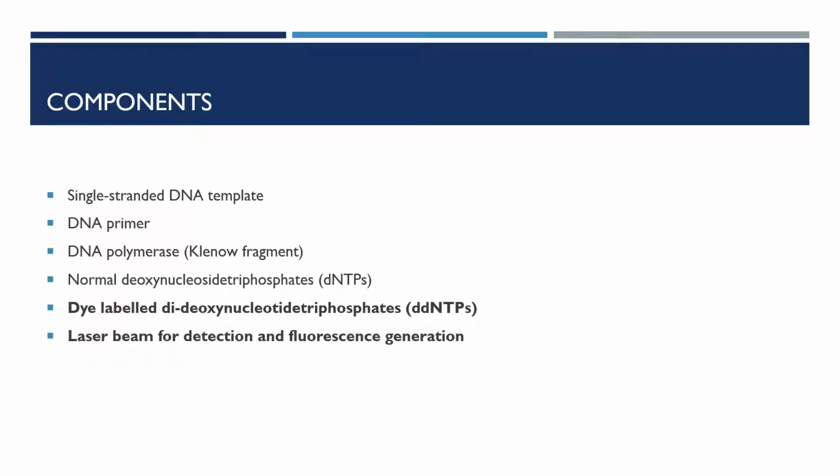The components for automated Sanger sequencing are all the same, including the ssDNA template, DNA primers, Klenow fragment, and the normal dNTPs. However, the ddNTPs for this type of Sanger sequencing are dye-labeled. The dye-labeled ddNTPs are all of different colors. For example, ddATP, ddGTP, ddCTP, and ddTTP are attached with 4 different colors of dyes. These dye-labeled ddNTPs, when passed through a laser beam, emit color, which helps in their detection.